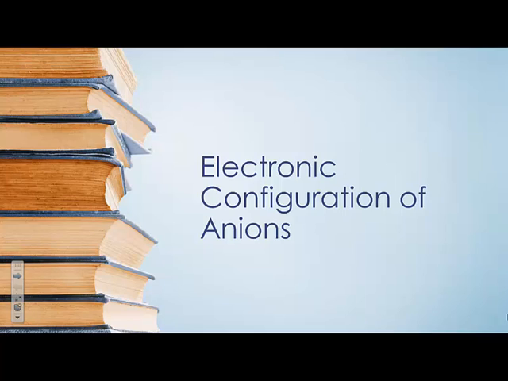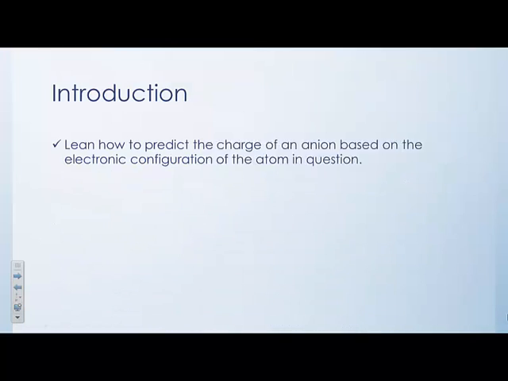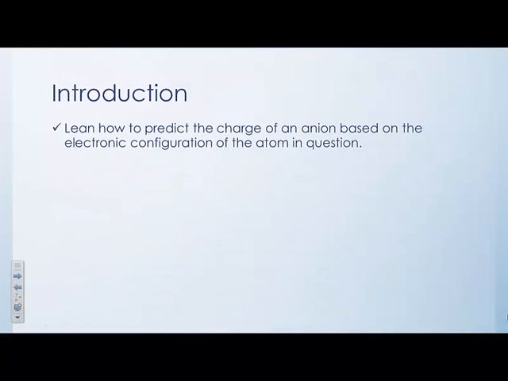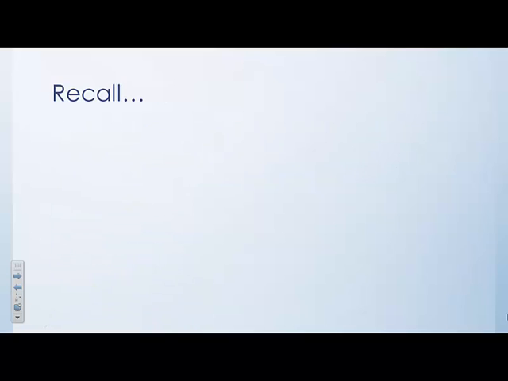Hi, in today's video we're going to talk about the electronic configuration of anions. We're going to learn how to predict the charge of an anion based on that atom's electronic configuration. We're going to see that the charge an anion adopts is strictly related to the number of valence electrons it possesses and its desire to achieve a filled electron configuration. And we'll do lots of examples.